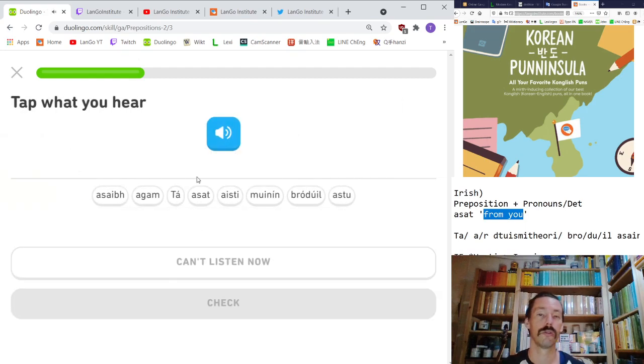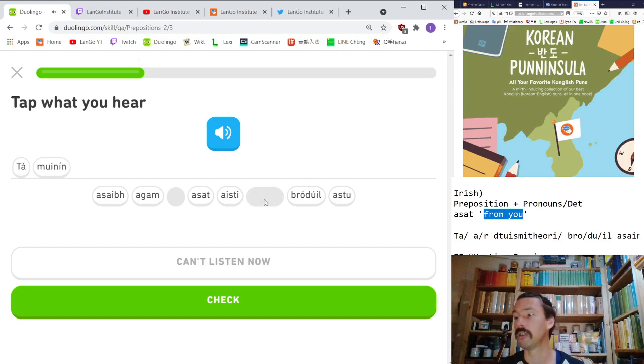Tá muinín agam asat. Tá muinín agam asat.